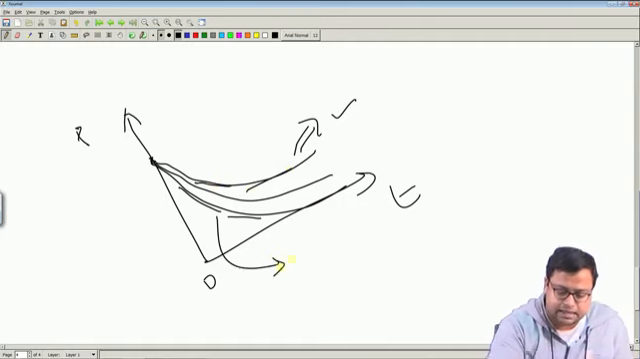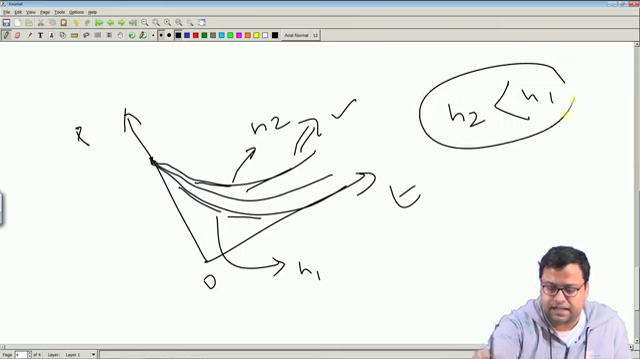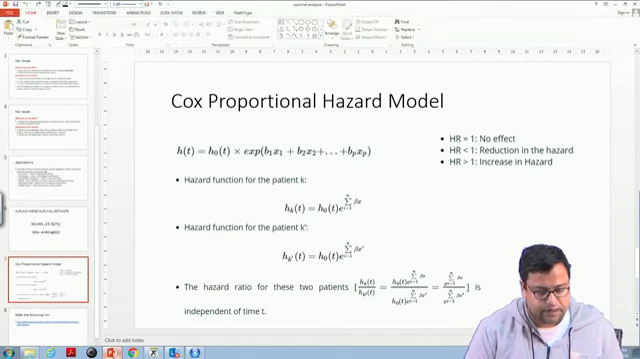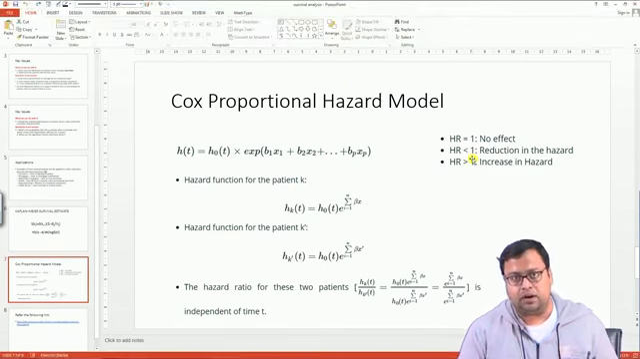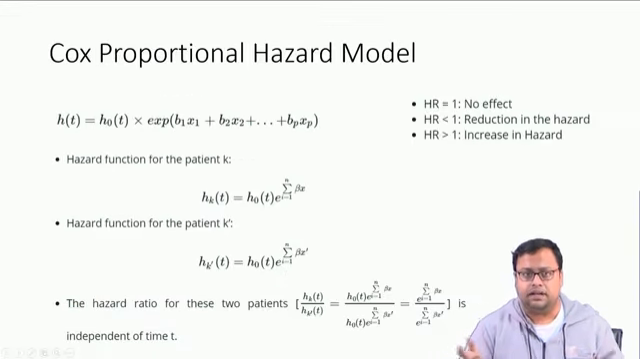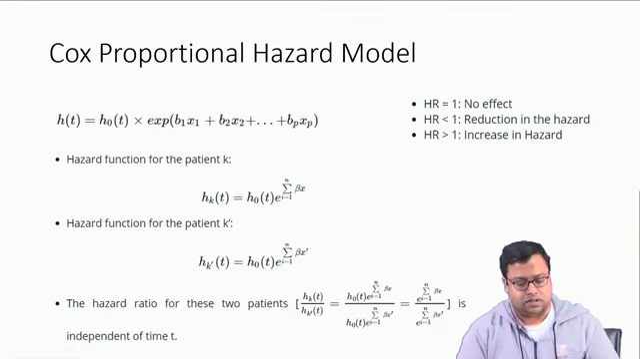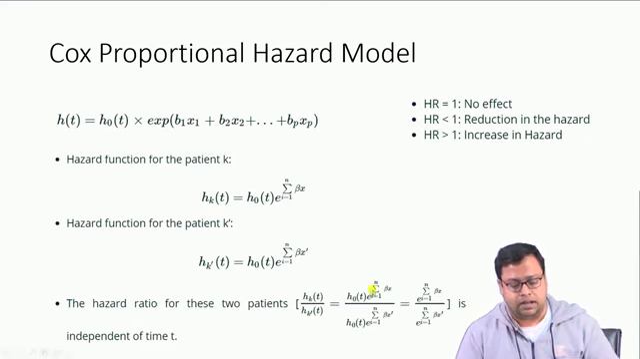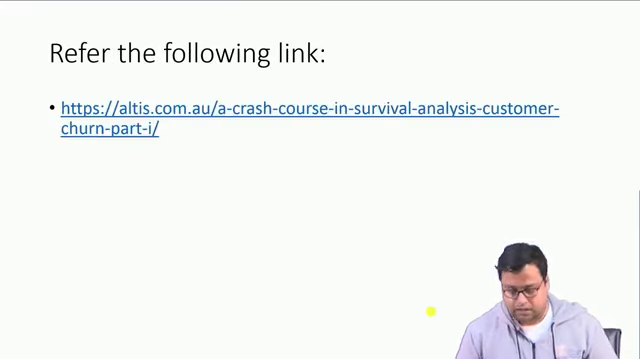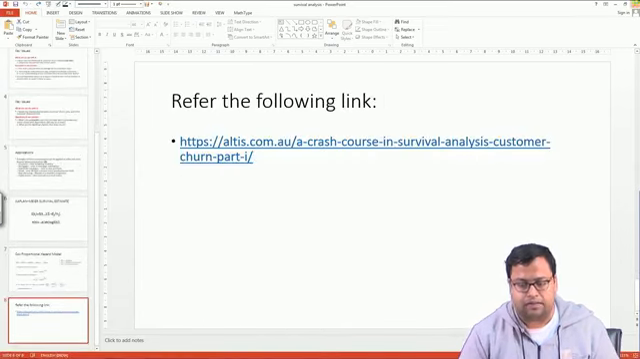In the lower case, if I say the hazard rate is H1, and in the upper case H2, then H2 is much lower than H1. That is what I am trying to say here: if the ratio of hazards is lower than 1, then there is a reduction of hazard. In the other case, there is an increase of hazard. So, we find two hazard functions, and then we try to find out the hazard ratio. You can read more about survival analysis from this particular link.